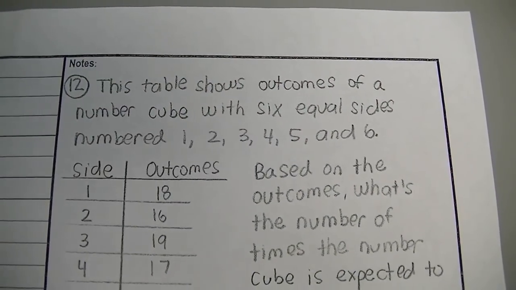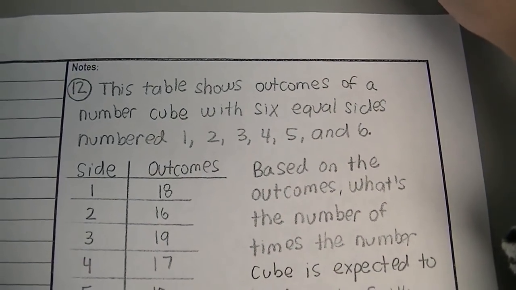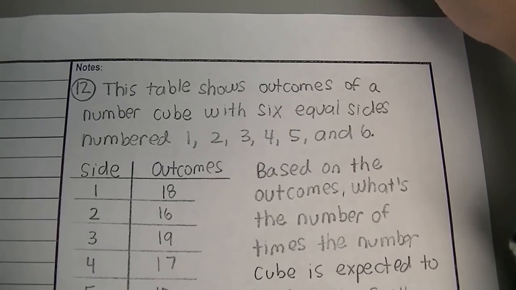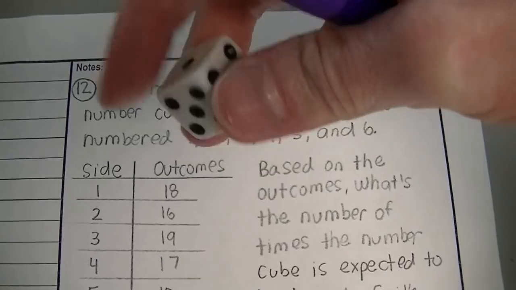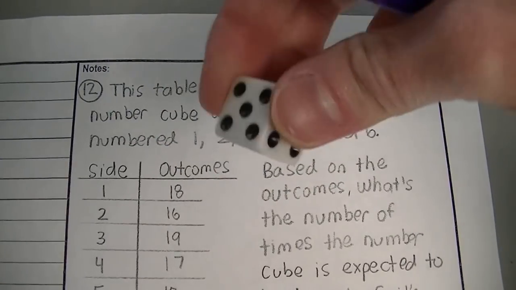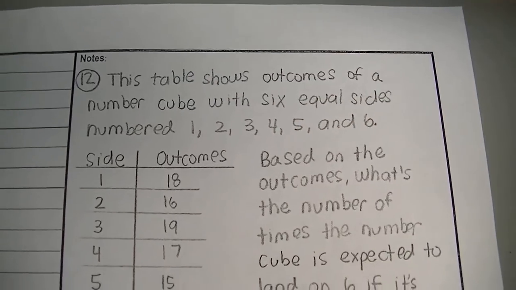This table shows outcomes of a number cube with 6 equal sides, numbers 1, 2, 3, 4, 5, and 6. Okay, so it's a die, 1 through 6, okay? And they have 6 equal sides, so we know it's a fair die.